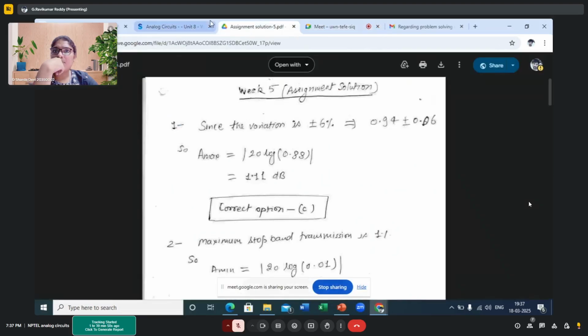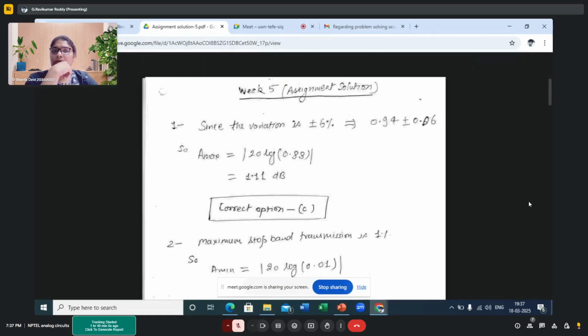These solutions are visible, madam. Yeah, they are visible. In this solution, I did not understand why they took 0.94 as the maximum gain. From that, they are taking plus or minus 6%, which is 0.06. From where they took 0.94? No, that is my question as well. Where are they taking it as 0.96?